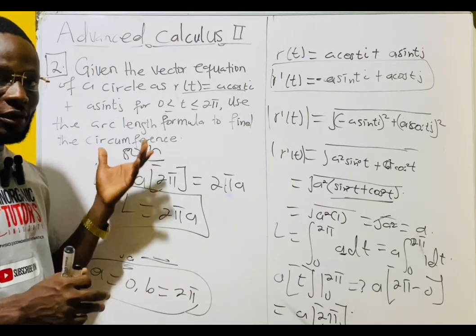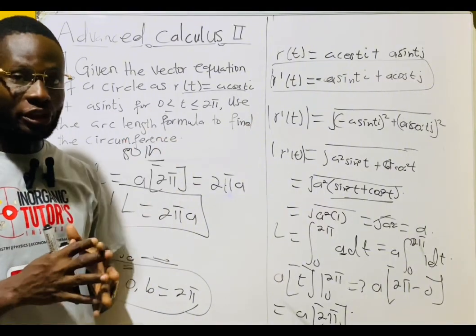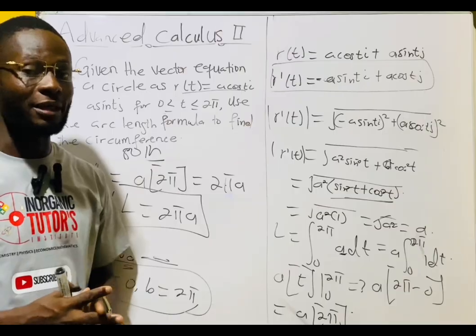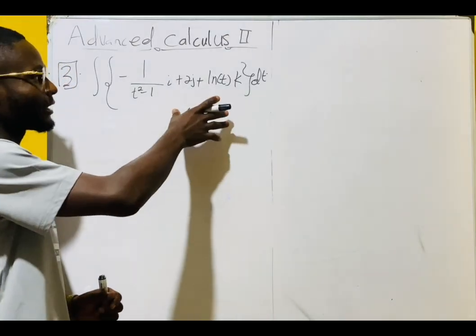The circumference of the vector equation given. Right, so that is question number 2. Let's move on to question number 3. Okay, so this is question number 3.